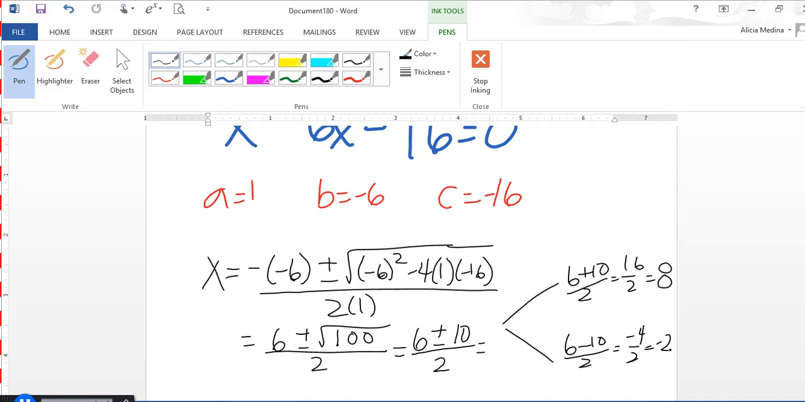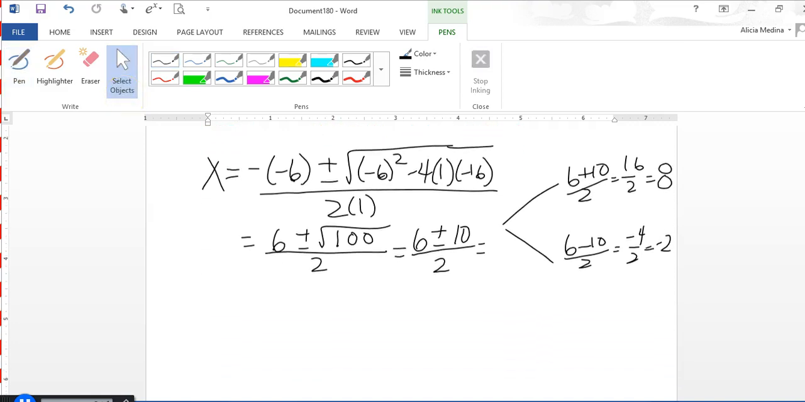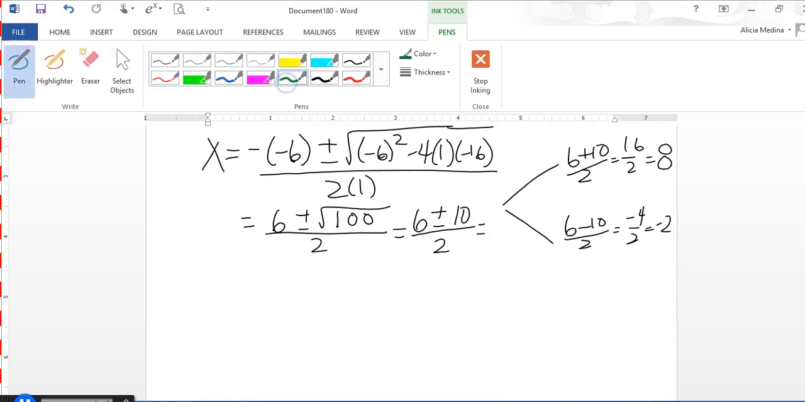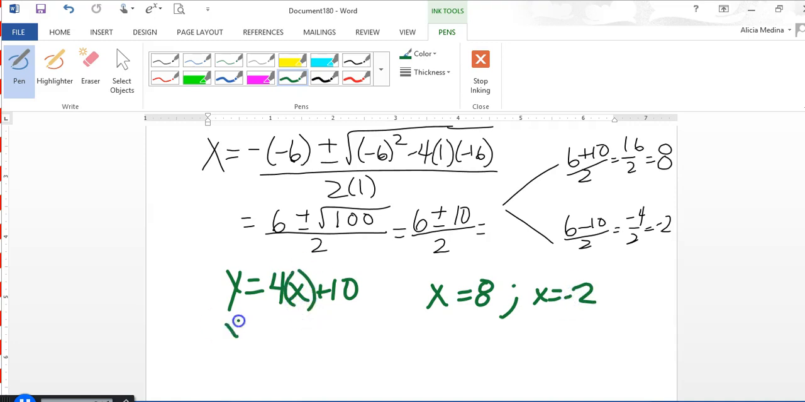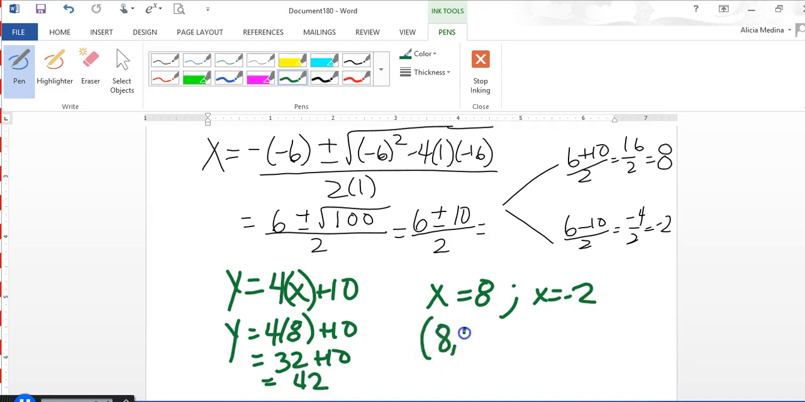We would still have to go back and substitute that in to figure out what our y values are. So looking at one of those equations again, y equals 4x plus 10. I'm going to take those two x values, x equals 8 and x equals -2, and plug them in where I have my x. So y is going to be 4 times 8 plus 10, same steps as before. This is equal to 42. So one of my solutions is 8 comma 42.